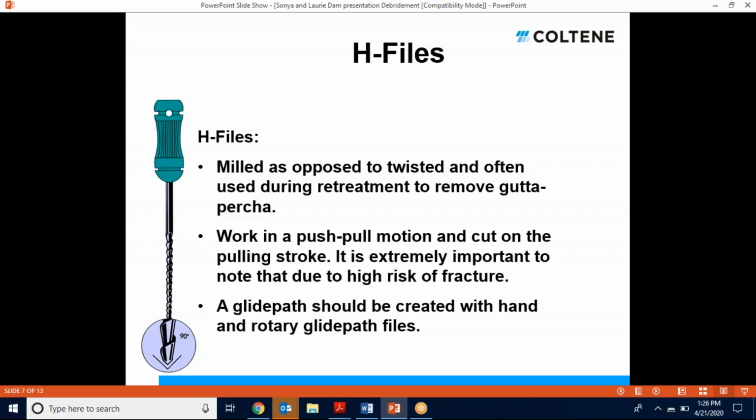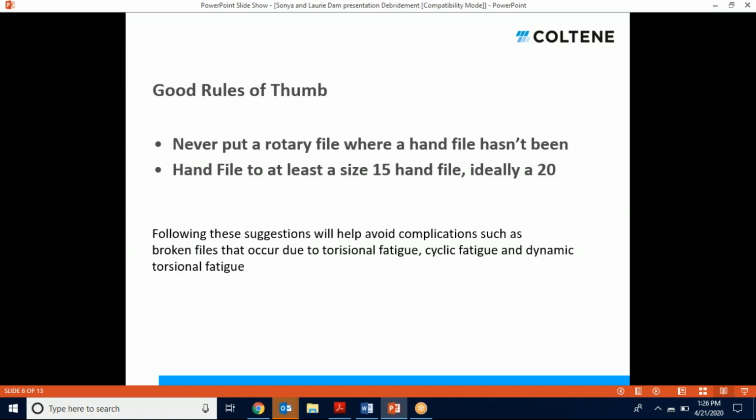You're going to use these by the push and pull motion and cut into the pulling stroke. And these are a lot more subject to fracture. So that's extremely important to note because they are easier to break when they're being used, just because they are used a lot during those retreatment and tricky cases. And then lastly, a glide path should be created with hand files and/or rotary glide path files before we use the rotary systems. And then next, I'm going to hand it off to Lori.